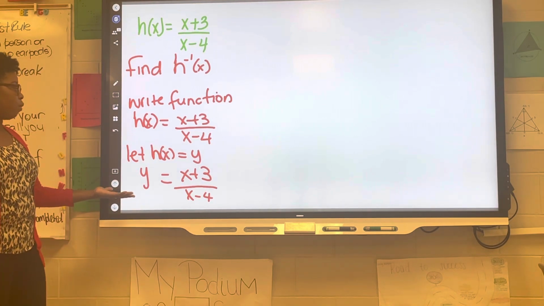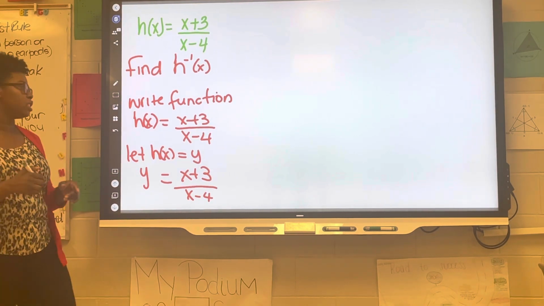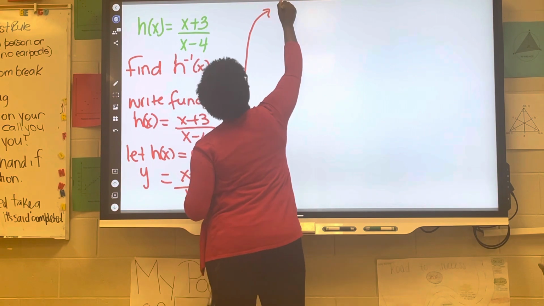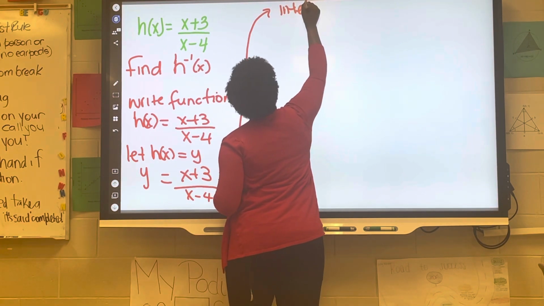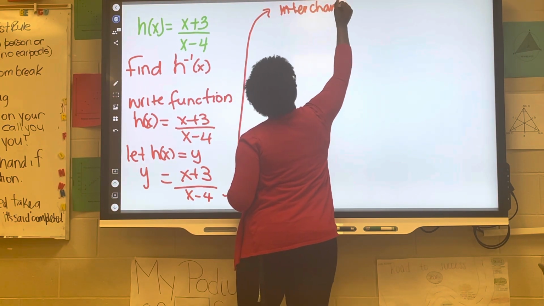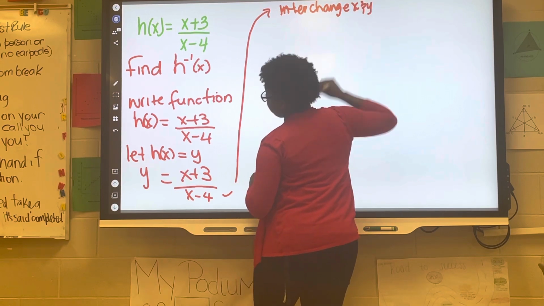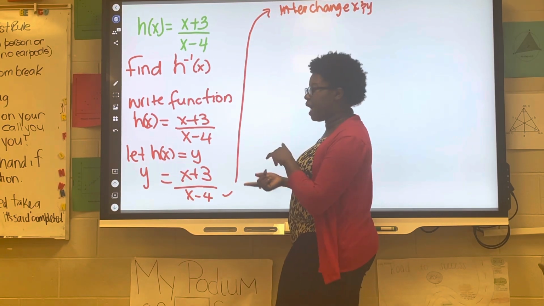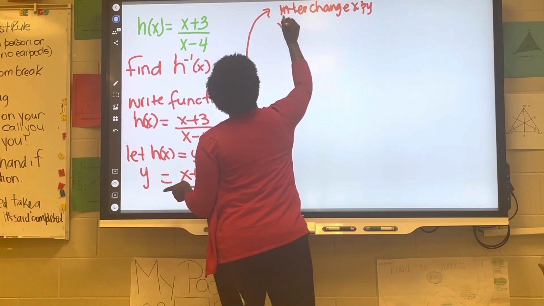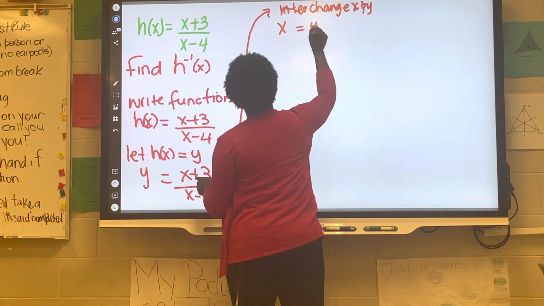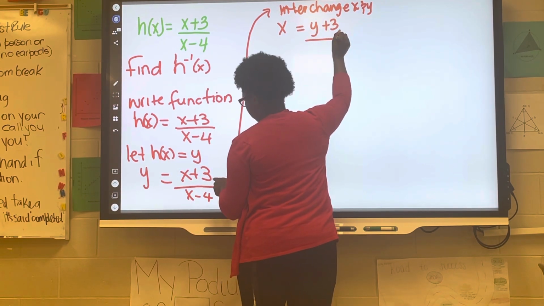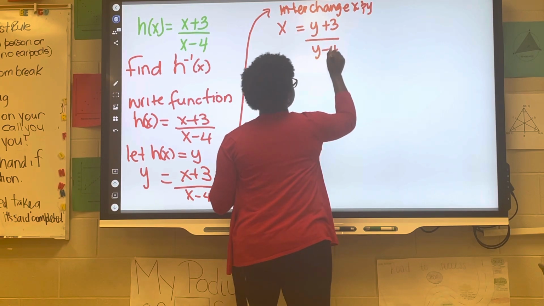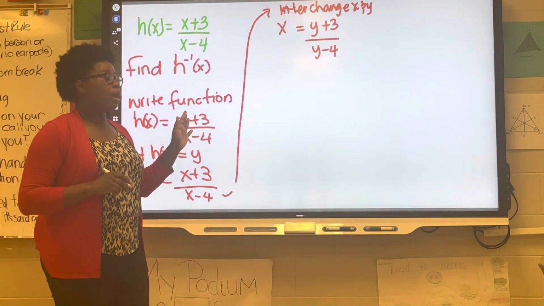And from here, we are now going to interchange x and y. So where we see y, we put x, and where we see x, we put y. So x is equal to (y + 3) over (y - 4). Alright? So we're almost there.